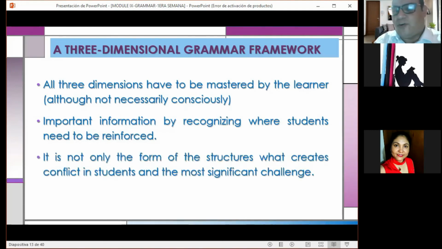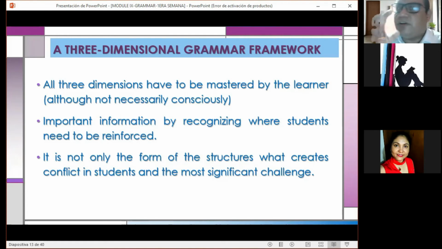It is not only the form of the structure that creates conflict in students, or the most significant challenge, because we have also the meaning and also the use. For example, I think most of our students can write sentences in present simple, past simple, but when they have to differentiate or use these in context, the pragmatics, they have some difficulties because they don't know when to use this tense. Most of them may be writing present simple, present continuous, but not other tenses. And they don't have this aspect.